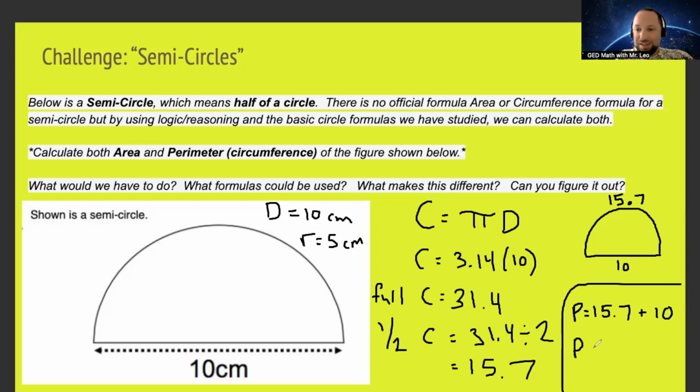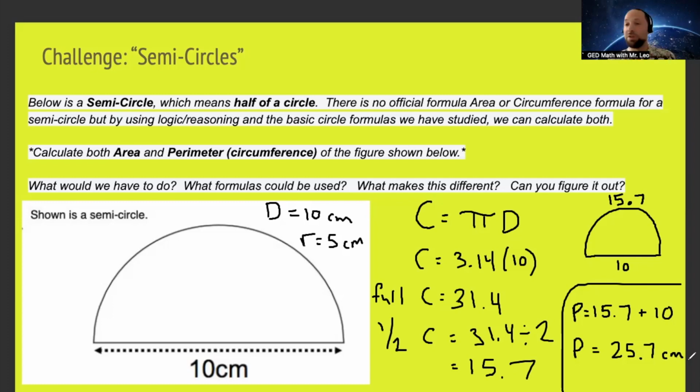Final answer here, 25.7. I guess it's centimeters. If it was goats, if it was my goat pen, it'd have to be feet or yards. Okay, guys? But you get the idea. All right, that's a semicircle.